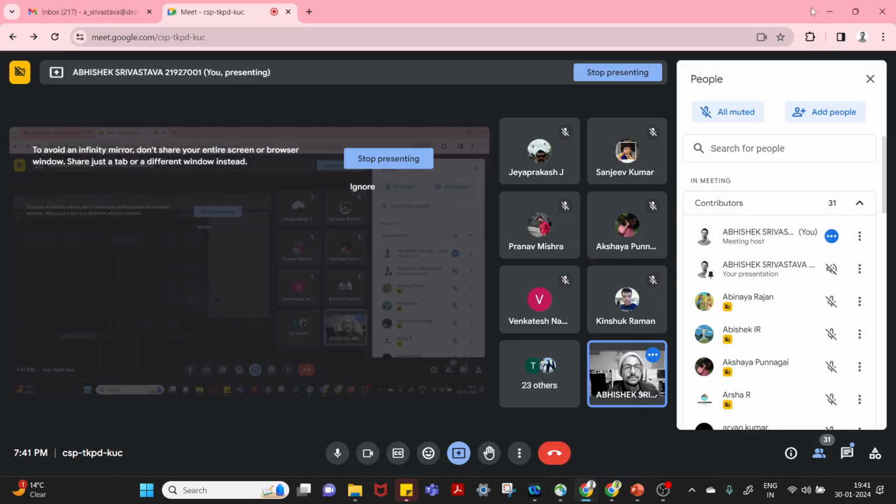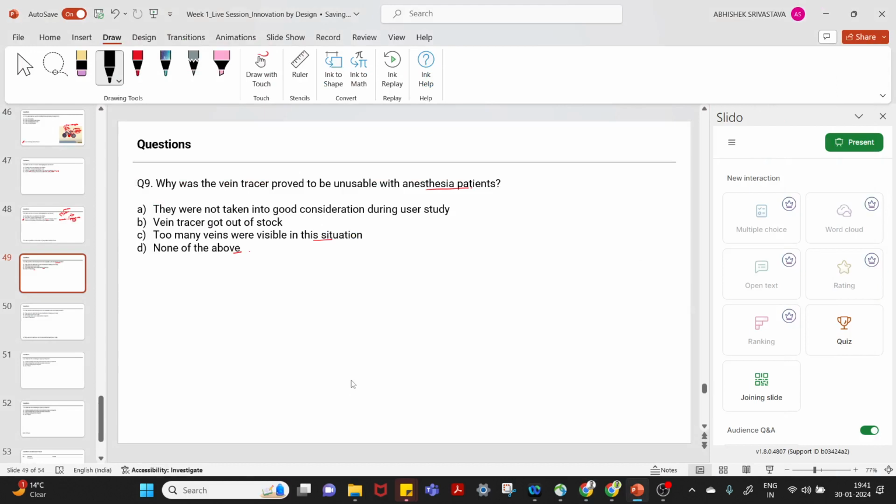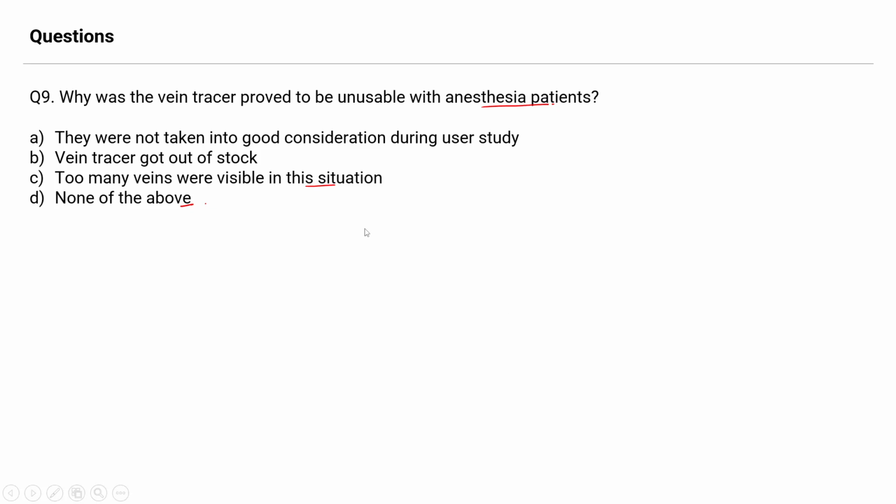Anyone? Why was the vein tracer proved to be unusable? इसको use नहीं हुआ for the anesthesia patient. Sir, I guess it's option D. Option D, none of the above. Okay. Anyone else?